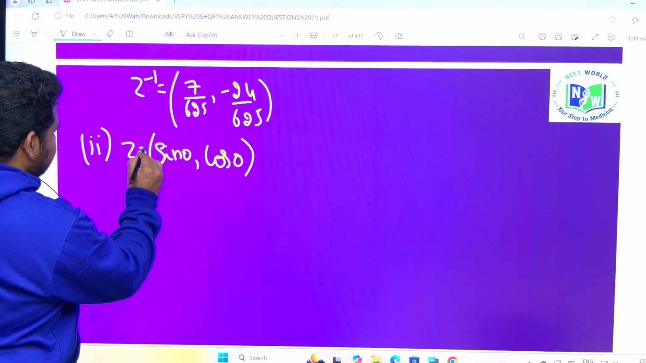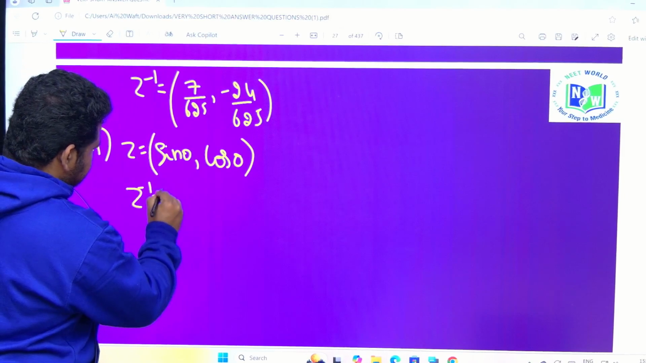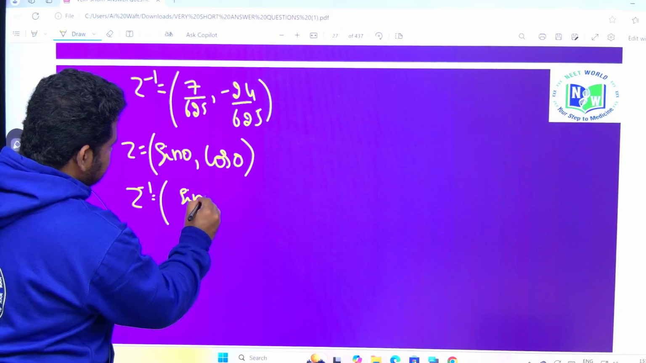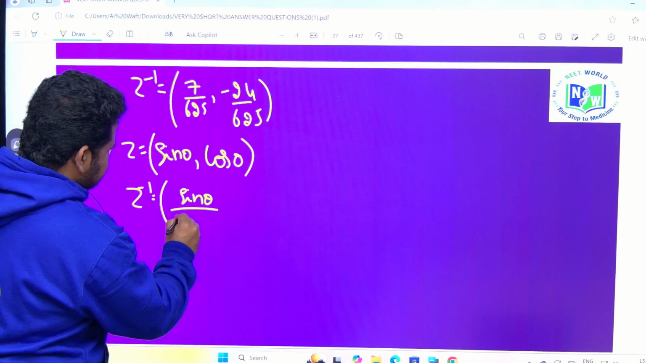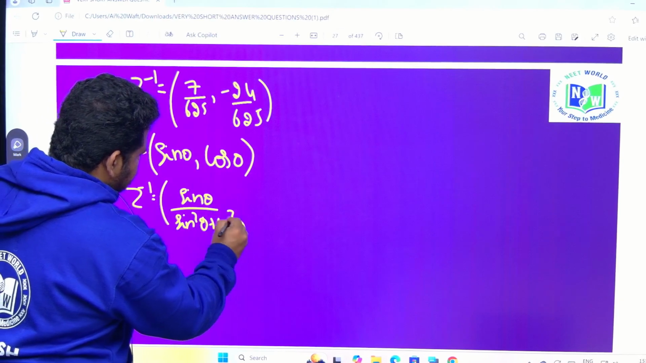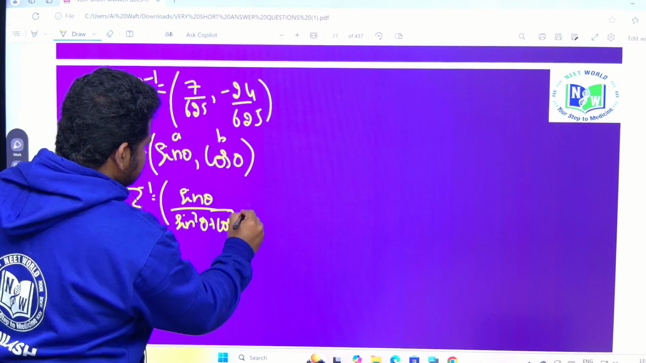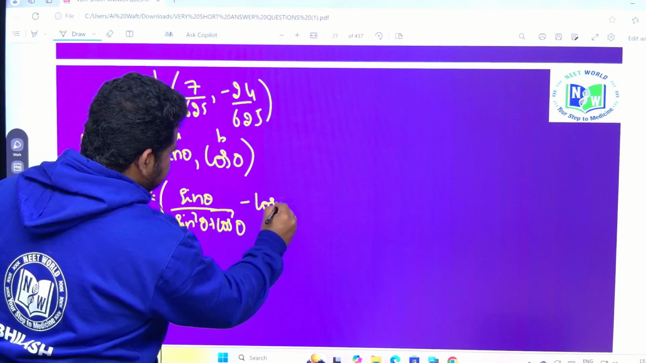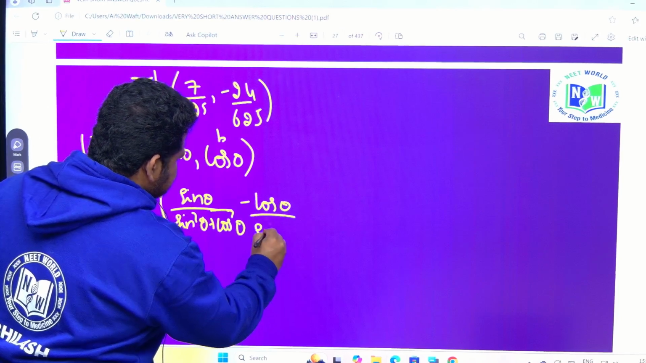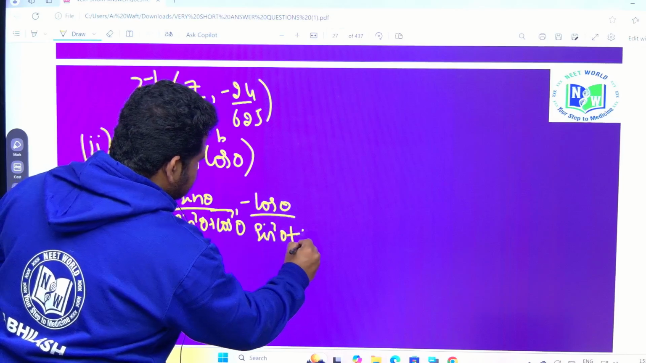So Z inverse will be equal to sin theta by a square plus b square, that is sin square theta plus cos square theta, and minus b means it will become minus cos theta by sin square theta plus cos square theta.